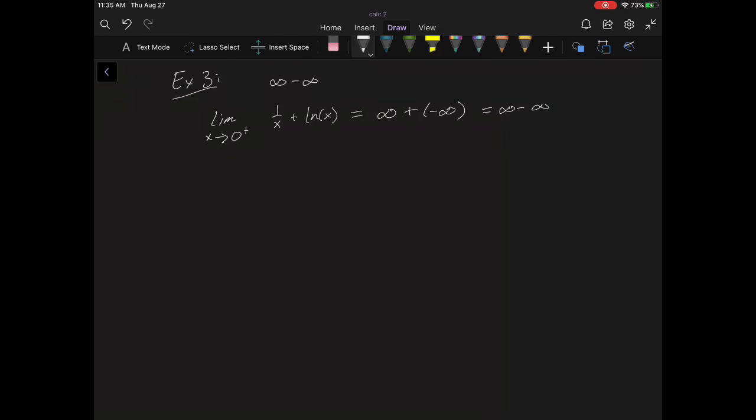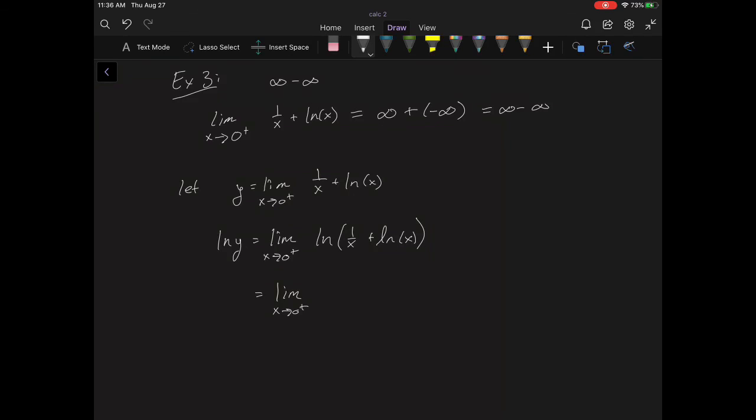So we're going to use a similar trick here. We're going to let y equal the limit, and we're going to take the log of both sides. So in doing so, we get the log of y is equal to the limit as x approaches 0 from the right of the log of the quantity, so the whole thing, 1 over x plus log of x. Now remember the property that if I have the log of a sum, I can break that up into the product of the logs. So we're going to get the limit of the log of 1 over x plus the log of x, or times the log of x.